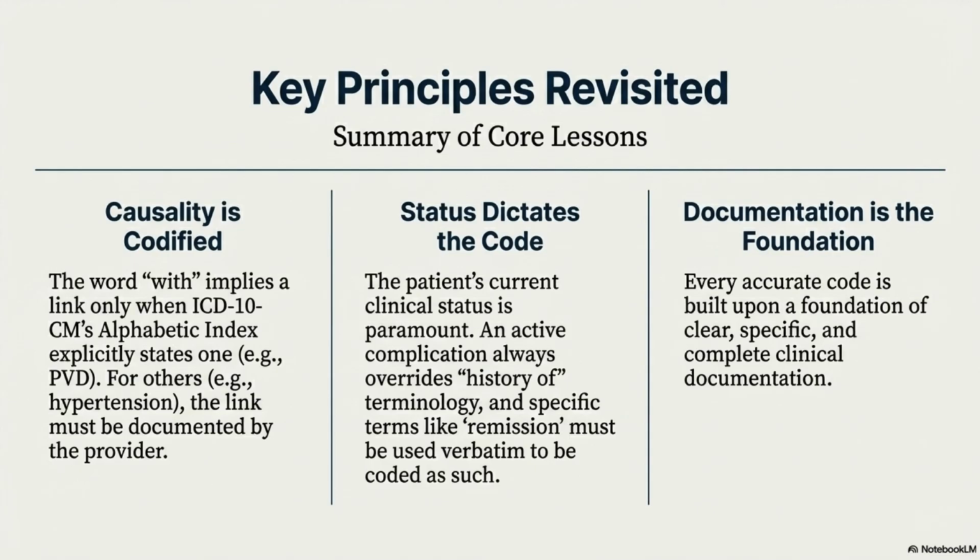Before we close out, let's quickly revisit the key principles that guide accurate diabetes coding. First, know when ICD-10-CM assumes a causal link and when the provider must clearly document it. Second, always define the diagnosis based on the patient's current clinical status, active disease, pre-symptomatic, history, or remission. And third, use documentation as the bridge that connects the clinical picture to the correct code. These principles anchor every scenario we've reviewed today.